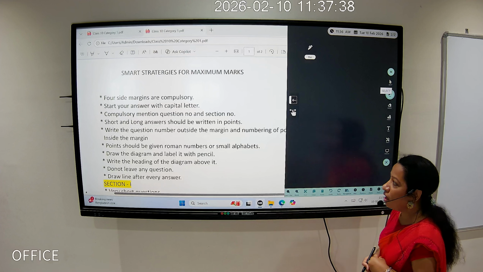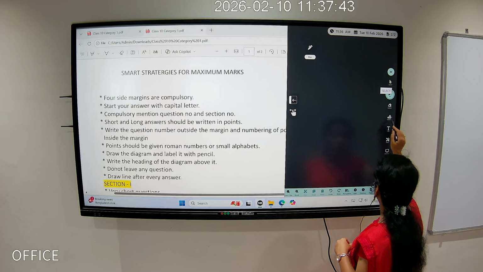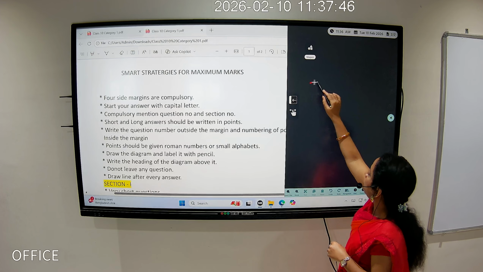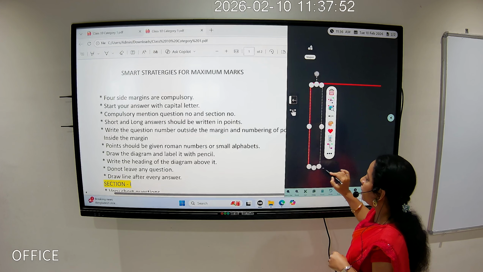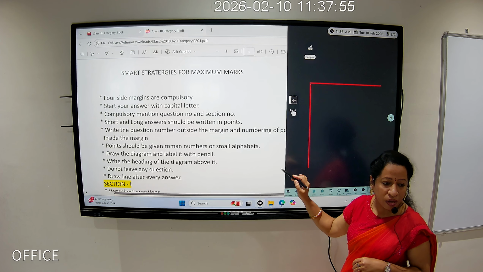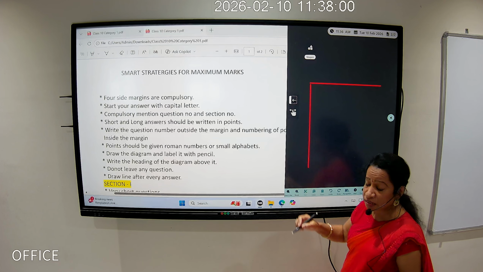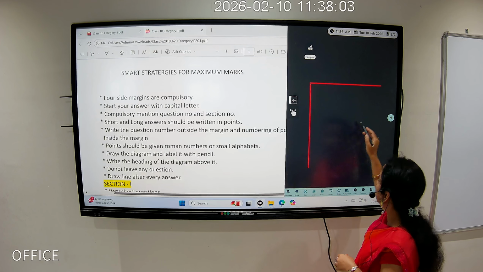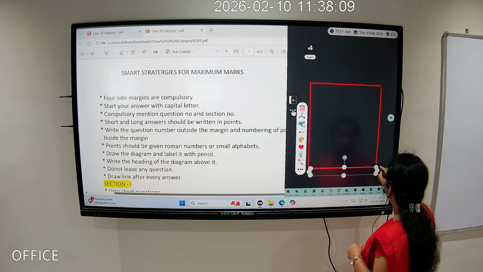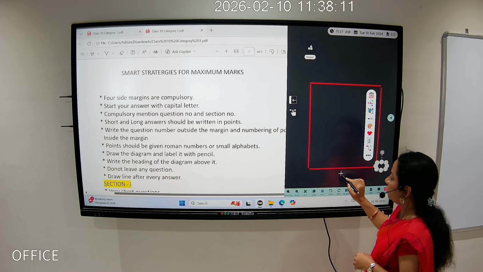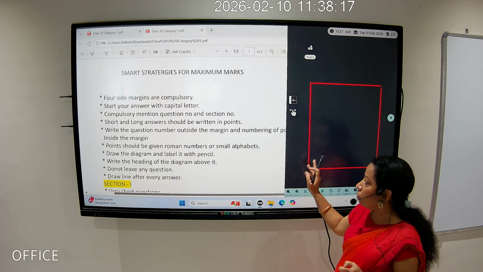So first coming here, a four-side margin is compulsory for the paper. And how your margin should be like. See, whenever you are drawing a margin, towards your left side, leave more space. Okay, when you are drawing, just leave more space towards your left side when you are writing like this, because your marks will be awarded over here, and to all the four sides you have to draw the margin, which is compulsory. For every paper in your booklet, you have to draw this margin.